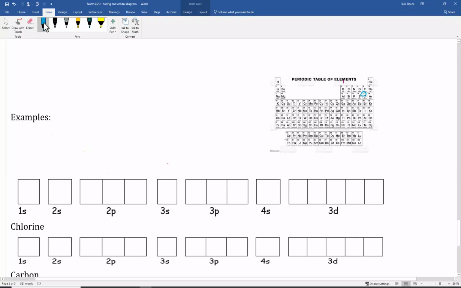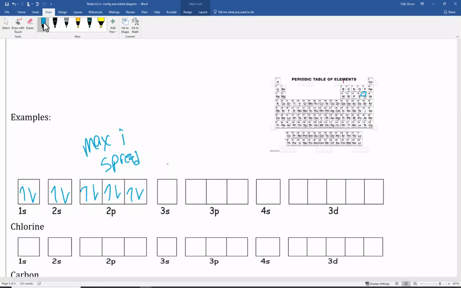Easy way to do chlorine. Chlorine has 17 electrons. I'm just going to start filling them in. 1, 2, 3, 4. Now, once I get to 2p, I have to spread them out first. There's 4, 5, 6, 7, 8, 9, 10. Remember, max is 2. 11, 12, 13, 14, 15, 16, 17. Remember, chlorine had 17 electrons. There's 17. And I have 1 single electron. Okay? Notice how I did up, up, up, down, down, down.